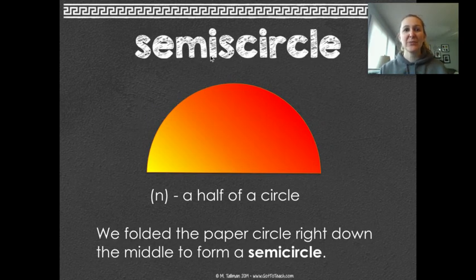Semicircle has the root semi in it, meaning half, and it really means just half a circle. We have semi and then circle, so semicircle. We folded the paper circle right down the middle to form a semicircle.